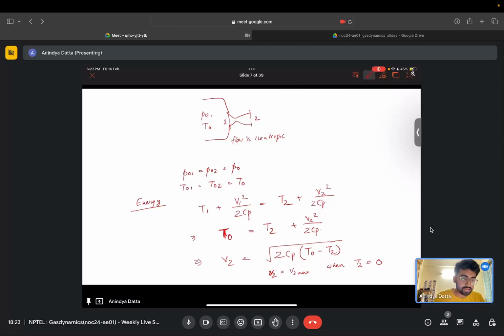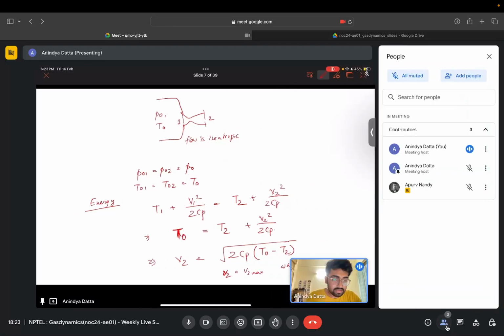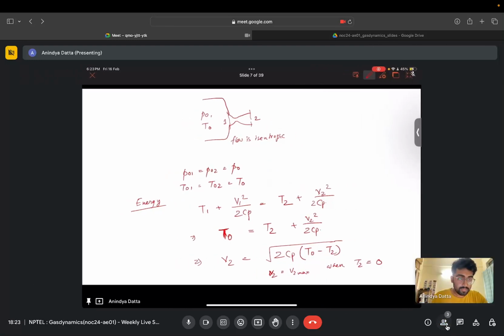Okay, and as you can see, this will correspond to a Mach number of infinity, because the speed of sound, like gamma R T2, will be 0, so the Mach number will correspond to infinity. That is also a thing: if the velocity is maximum, it means that the Mach number is infinity. Okay, so does this clear your doubt? Yes, sir. Okay, thank you.